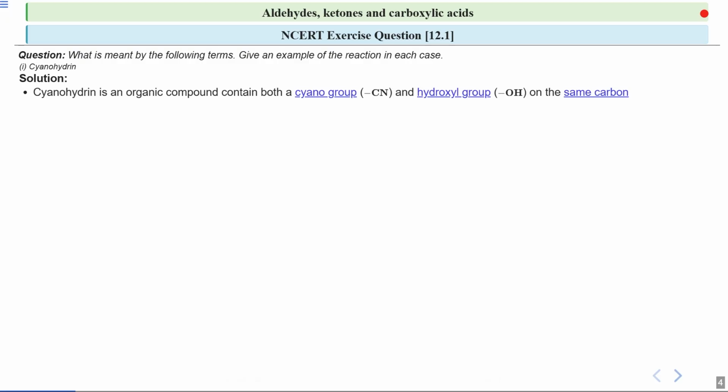So first let us define what is cyanohydrin. Cyanohydrin is an organic compound where the same carbon atom has both a cyano group, which is CN, and a hydroxyl group, which is OH, attached to it. That means the same carbon will have one CN group and one OH group. So here if you see at this given diagram, this shows you cyanohydrin. You can see to this carbon, a hydroxyl group is attached and a cyano group is attached. So this is called cyanohydrin.